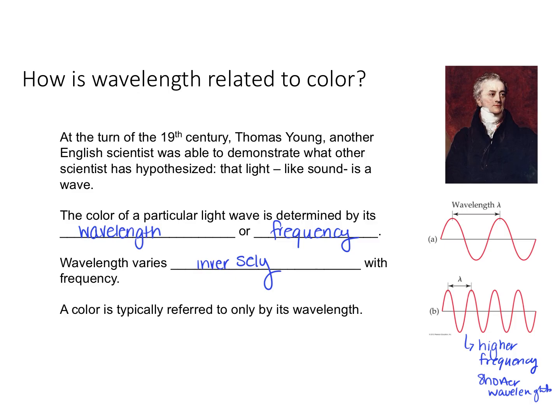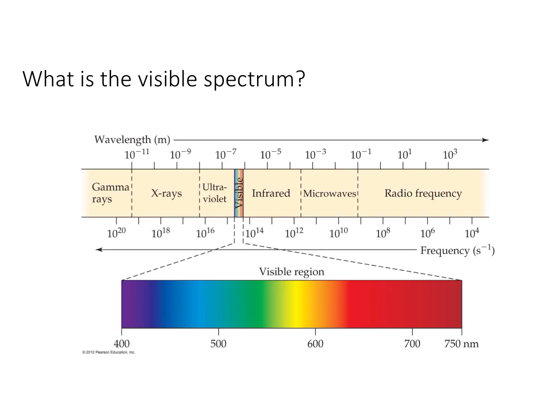Now, let's talk about the visible spectrum, right? When we look at this visible spectrum, we see wavelength increasing as we go this way. From gamma to X-rays to ultraviolet, we have visible here, infrared, microwaves, and radio frequency. And then we have frequency increasing this way. So inversely means as one goes up, the other goes down. So that we see that inverse relationship there.